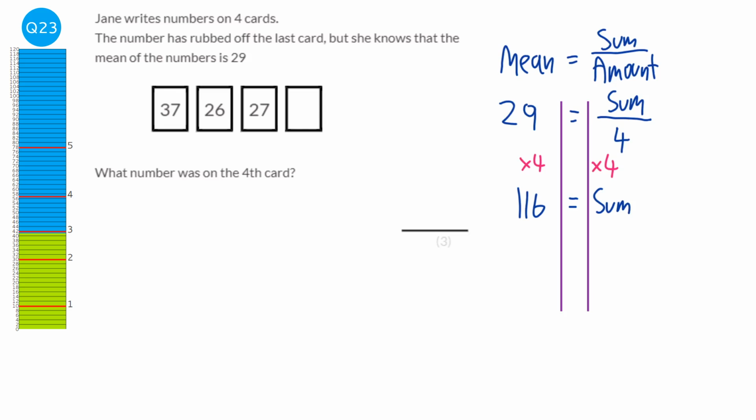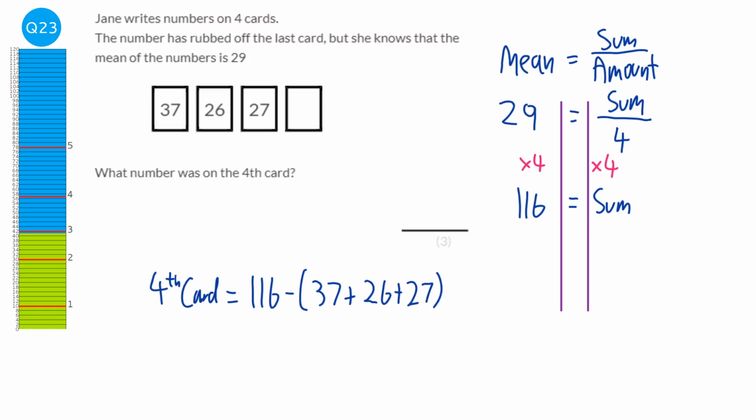And so we know that the sum of the numbers will be 116. So all we need to do is to find the 4th card, is get that 116 and just take away the numbers that we know. And when we do that, we get the answer 26. Now you can easily check this by adding up 37, 26, 27 and 26 again, and then dividing it by 4, and you will get 29.